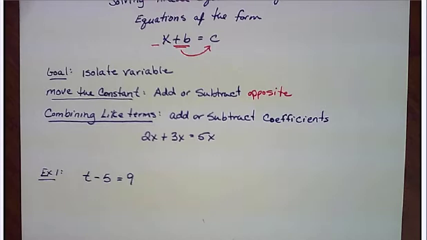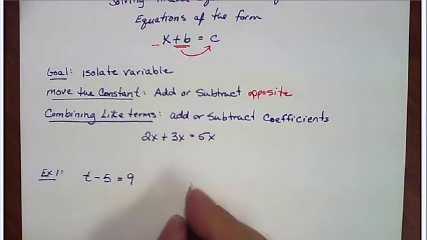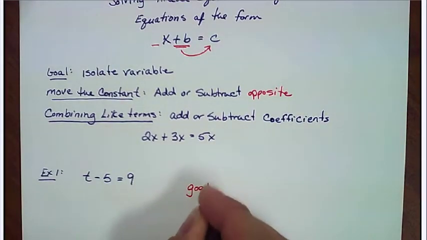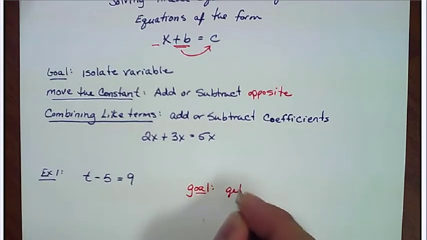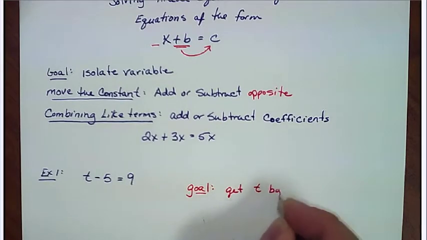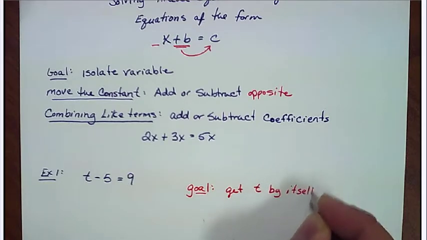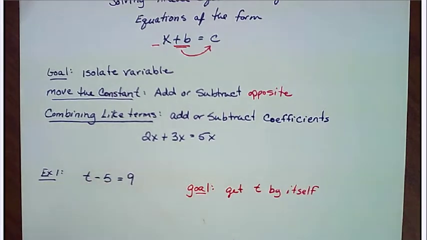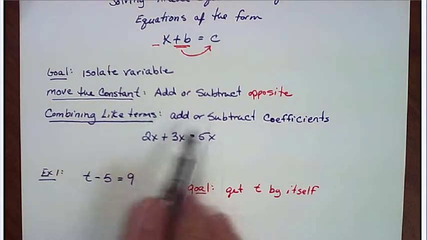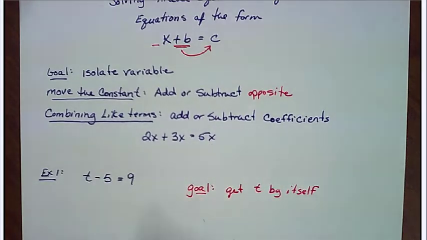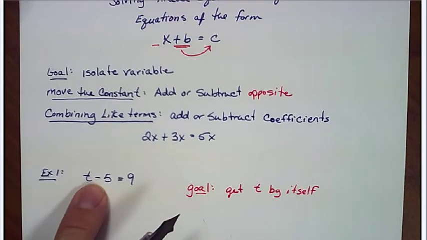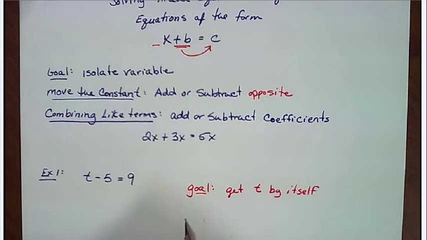But remember our goal. Remember that goal is to isolate the variable. So the goal is to get our t by itself. Well, in order to do that, we of course need to move this negative 5. And moving anything for that matter requires that you do the opposite, either addition or subtraction. So here, I've got a subtraction sign. This is a negative 5. So the opposite of subtraction is, of course, addition. So I'm going to add 5.